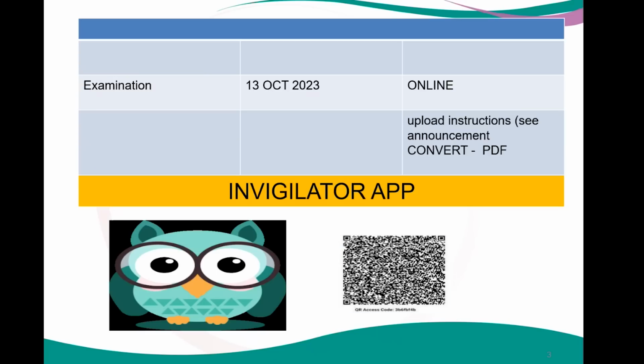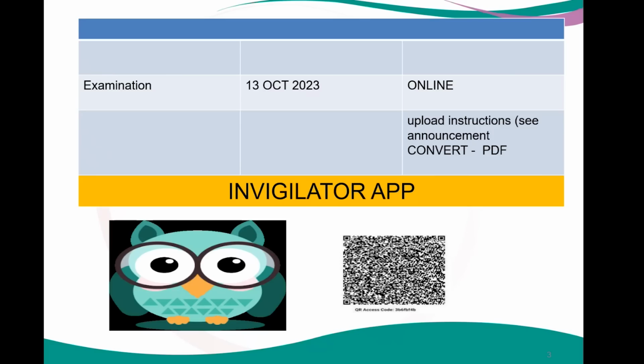Let's look at this. We're writing our exam on the 13th of October. That is on Friday. That will be online. Please, I'm going to upload instructions on how to upload, on announcement. I know you have been uploading, and upload correctly so that you should not miss the marking of your exam script. Convert your work to PDF. Please do that. Remember, this is an Invigilator app module.